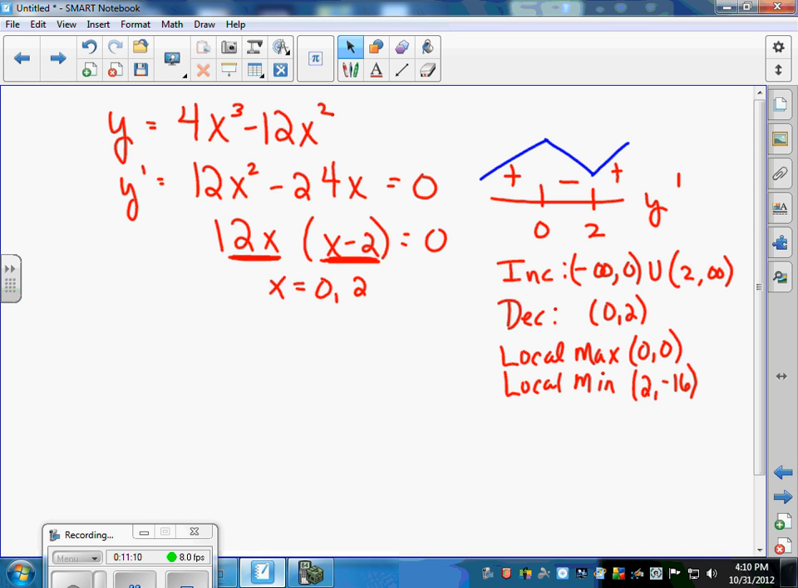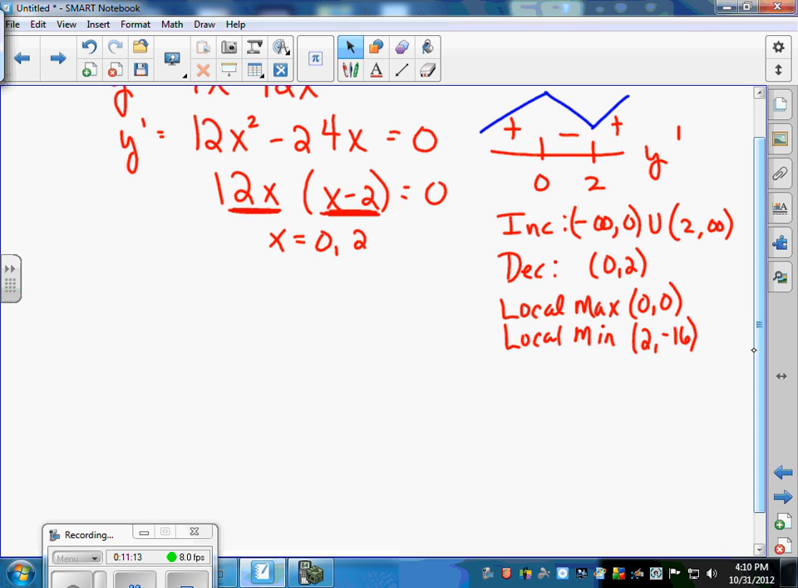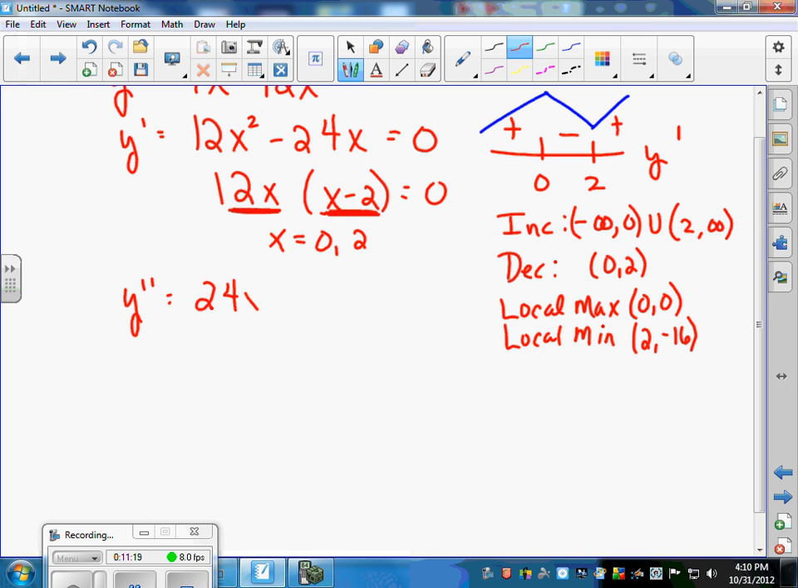Now let's use the second derivative. So y double prime, this is going to help me with concavity. It's going to be 24x minus 24. Set that equal to 0. I can factor out a 24, or I could just solve for x.